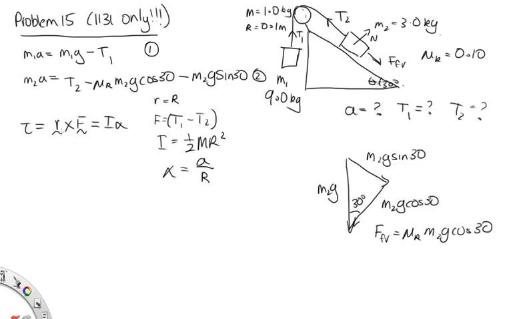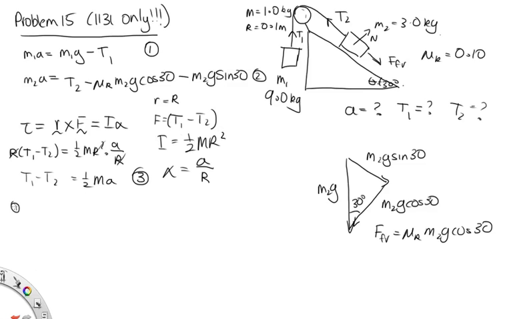So let's substitute in here. We have r times (T1 minus T2) is equal to a half mr squared times a over r. Let's get T1 and T2 together. So T1 minus T2. Now when we divide by the r, we're dividing by r squared, so these will actually all cancel, and we'll have this is equal to a half ma. So let's call that equation 3. Okay, so now we've got three simultaneous equations and three unknowns, so we can solve these to work out a, T1 and T2.